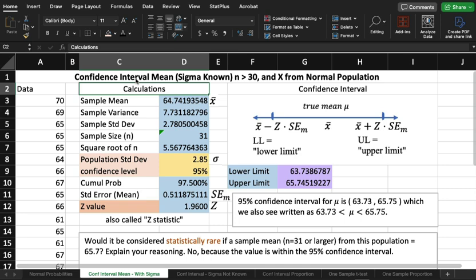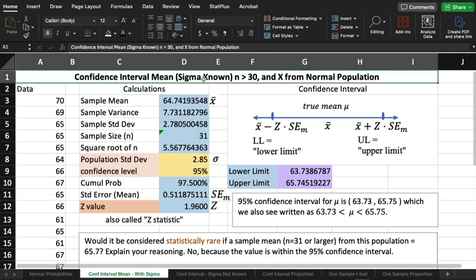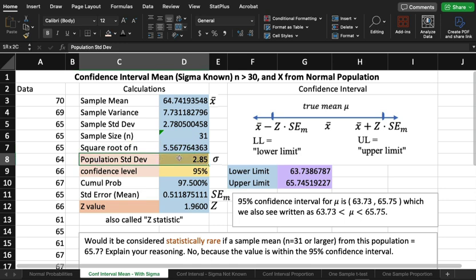So this method that we're going to talk about today involves a couple of things that we have to assume. There are some things that we need to be able to state about the population in order to use this method. One of them is that we need to know what the population standard deviation is, sigma. You can see that here in row 8. That is a number that we would actually be typing in. And then the confidence level is also something that we would be starting with, but we can determine that ourselves.